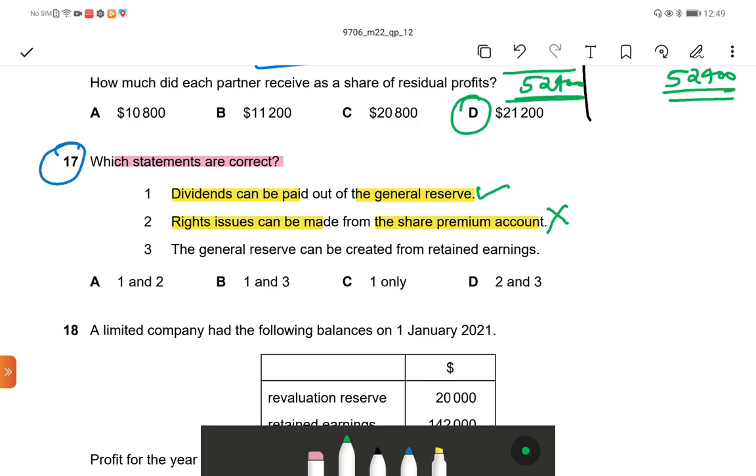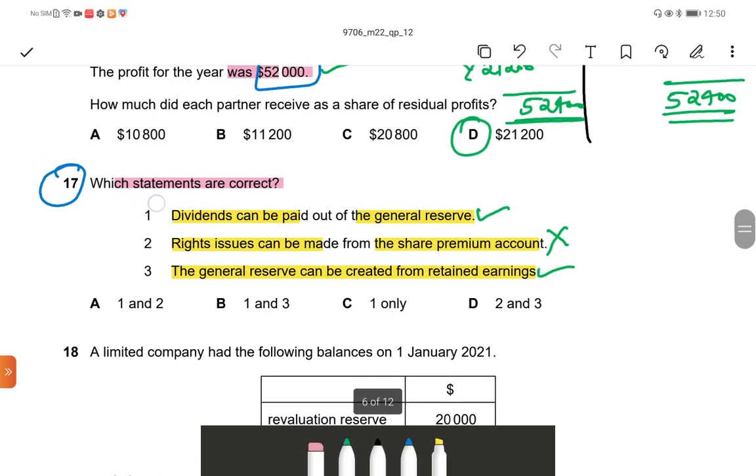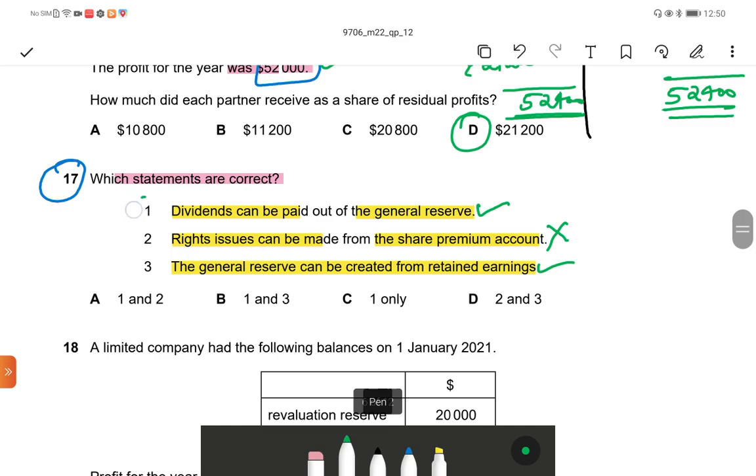Then third, general reserve can be created from retained earning. Yes, general reserve can be created from retained earning. So 1 and 3 are correct. Option B is the correct answer.